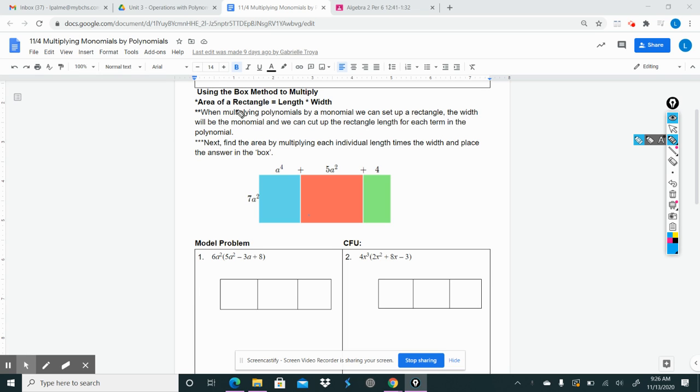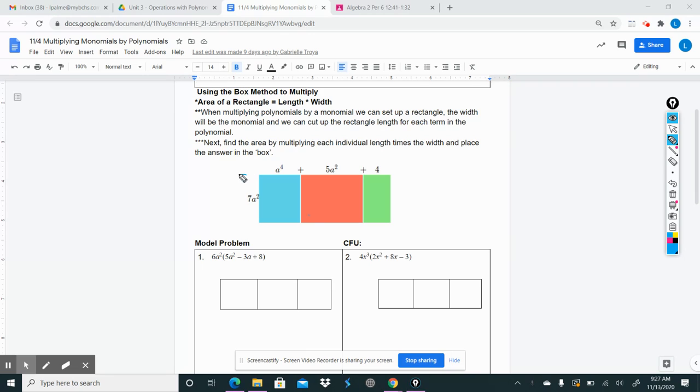In this video, we are going to multiply monomials by polynomials using the box method to multiply. You want to keep in mind the area of a rectangle, which is length times width. When multiplying polynomials by a monomial, we can set up a rectangle. As you can see in this picture here, there's a long rectangle that was cut up into 3 sections.